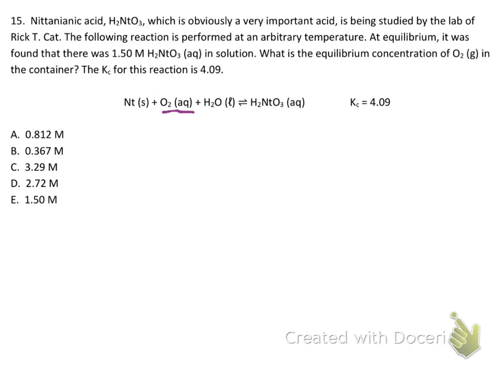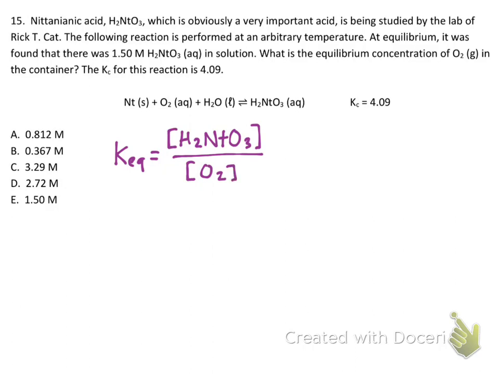So what we're going to need to do is write out an equilibrium expression. We have products over reactants, and this one is a solid, so we're not going to use it. And this is a liquid, so we're not going to use it. We're only going to use the O2. So if we know the concentration of everything at equilibrium except for one of the chemical species, and we know the equilibrium constant, we can find the concentration of our missing chemical species.